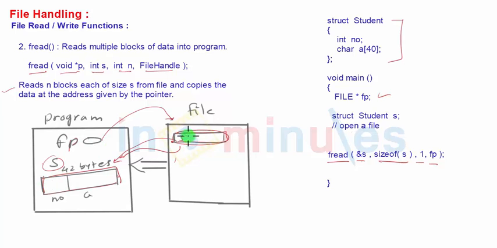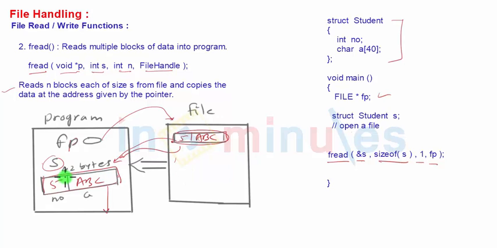Suppose the number stored was 5 and the name stored was ABC, that will be copied into the structure properly as 2 different variables. And now this data we can process further in our program. So fwrite is used to copy multiple blocks of variables, that is multiple variables, from the program into the file, and fread is used to copy multiple variables or a single variable from the file into the program. The variables can be int or float or structure, any kind of data. Especially it is used for structures.